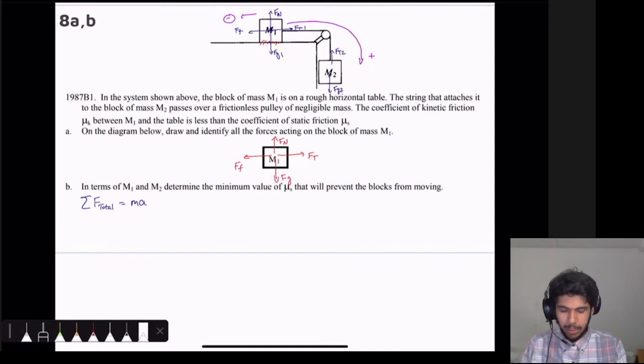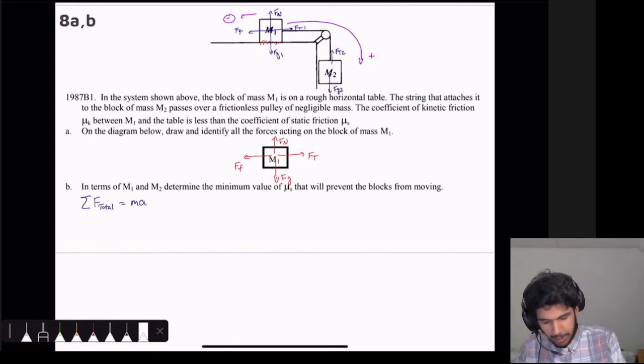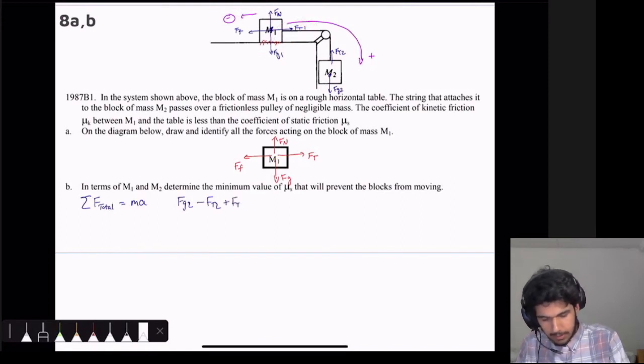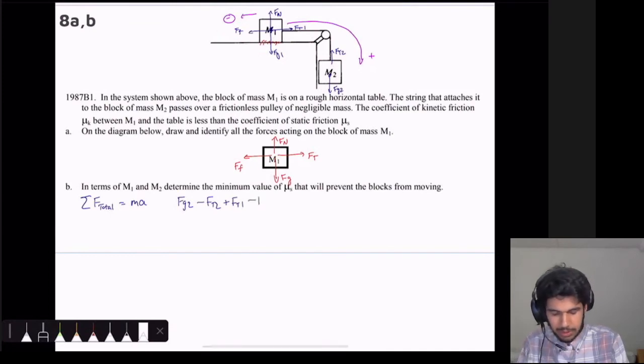Okay, let's sum the forces pointing in the positive direction and subtract the ones pointing in the negative direction. So we begin: Fg2 is pointing in the positive direction, and then we work upwards. Ft2 is pointing in the negative direction, so let's subtract that. Ft1 is pointing in the positive direction, so we add that. And Ff is pointing in the negative direction, so we subtract that.